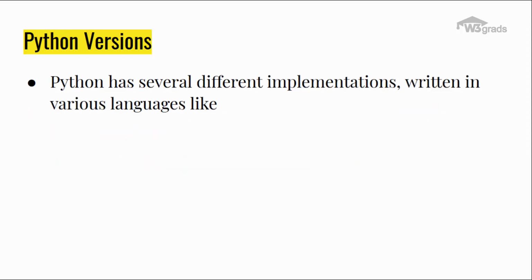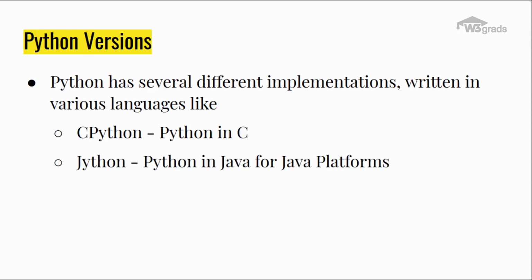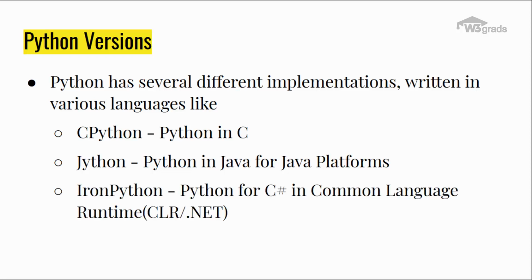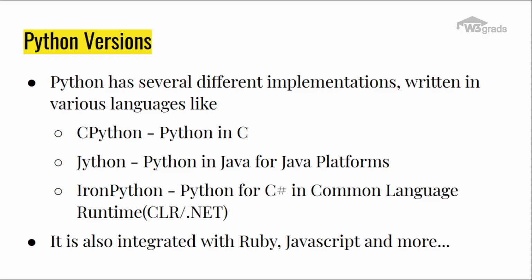There are multiple implementations of Python written in different languages, like CPython, which is the most popular version so far. Apart from that, Jython is another implementation, where Python is integrated with Java for Java platforms. Moreover, IronPython is yet another implementation, where Python is integrated with C#. In addition, it is integrated with Ruby, JavaScript, and many more languages available today.